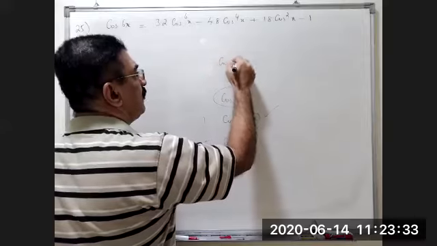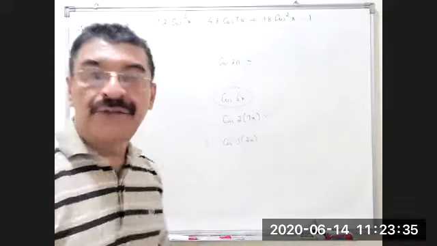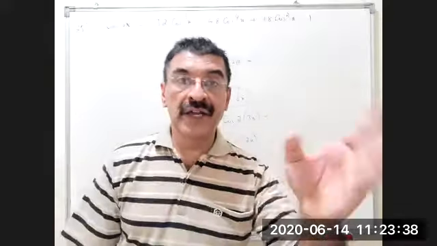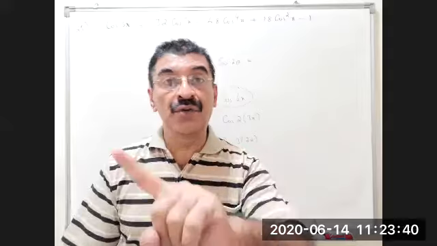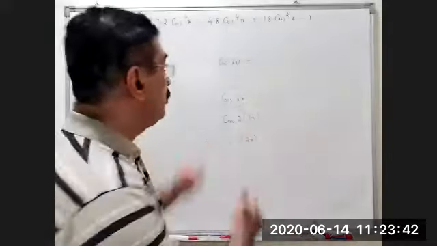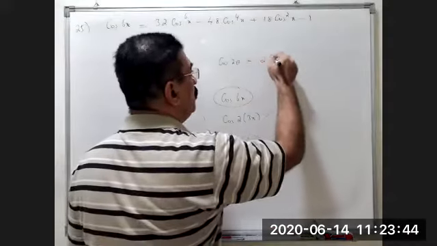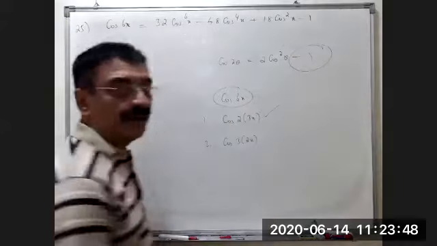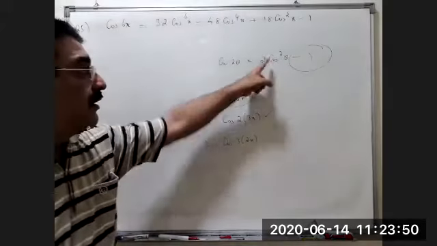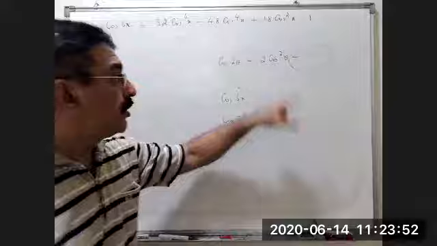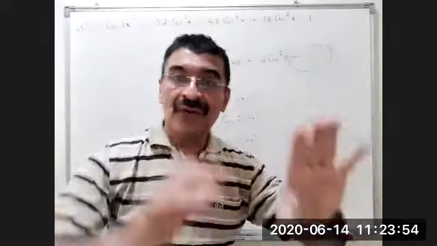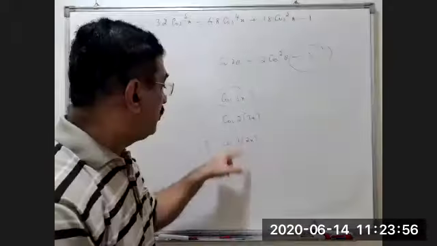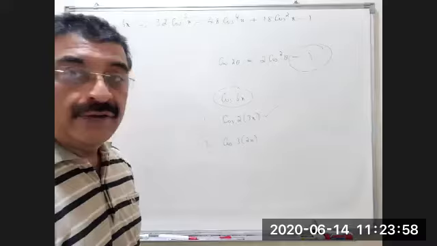cos 2 theta, we have three formulas: cos square minus sin square, 1 minus 2 sin square, 2 cos square minus 1. So if we use 2 cos square theta minus 1, this minus 1 is here. This is a better choice. Not only that, 2 cos square theta, we have to square it, whereas here, 3 into 2x.